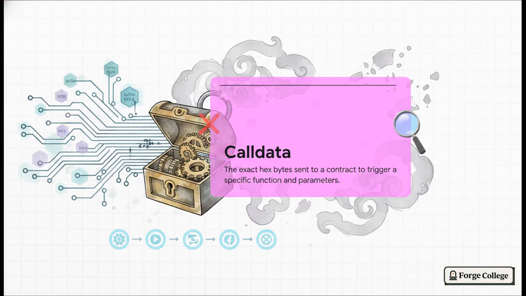Understanding call data is absolutely key here. Think of it as essentially the exact sequence of button presses required to pop open a vulnerable lockbox. It's the raw, undeniable hexadecimal proof of exactly what you asked the smart contract to do right before it failed.